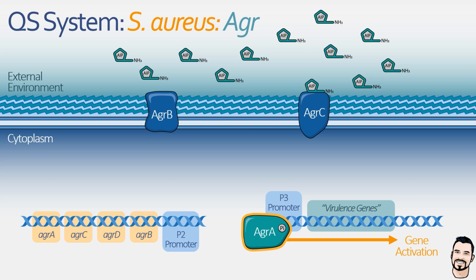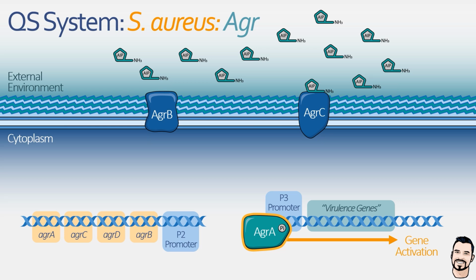And we can think of RNAIII as the primary effector of the AGR quorum sensing system, functioning as a global regulatory molecule that modulates the expression of numerous virulence factors, including toxins, exoenzymes, and surface proteins. And so what this does is it ensures that only specific genes are switched on at high cell densities, allowing Staphylococcus aureus to coordinate its pathogenic response effectively.